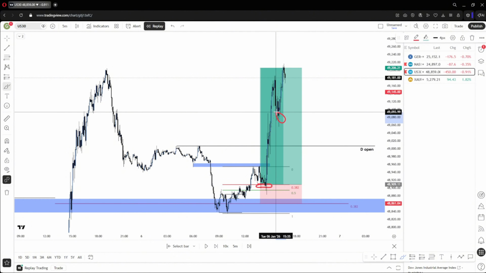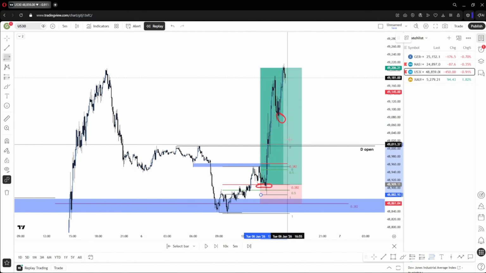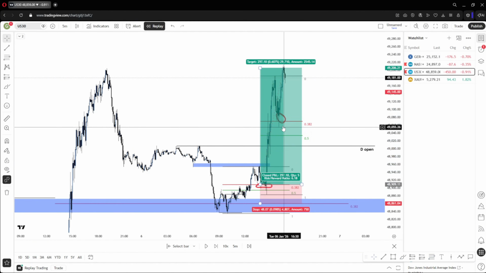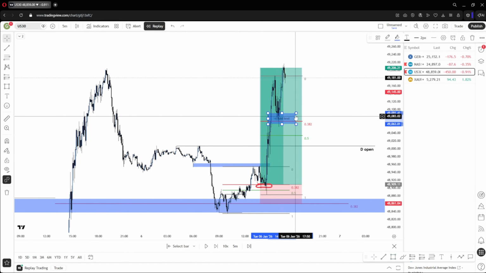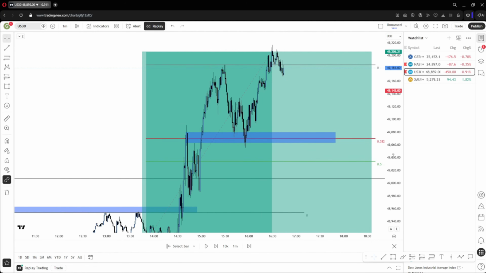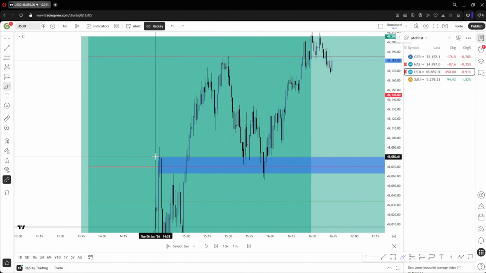Now we can check this pullback. It was probably printed to another 3/8 level. And as you can see, beautiful reaction from this 3/8 level, lining up with this high on the left. So if you miss this whole movement, you can just go to the 1 minute and look for the same thing. So we tap into this high.